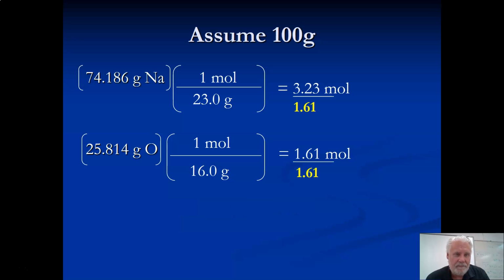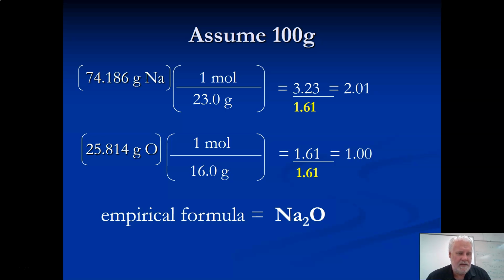That's right. Divide each by the smallest. And then you're guaranteed to have 1 to something ratio. And this would be a nice clean 1 to 2 ratio. And then you've got your empirical formula, 2 sodiums to 1 oxygen, Na2O.